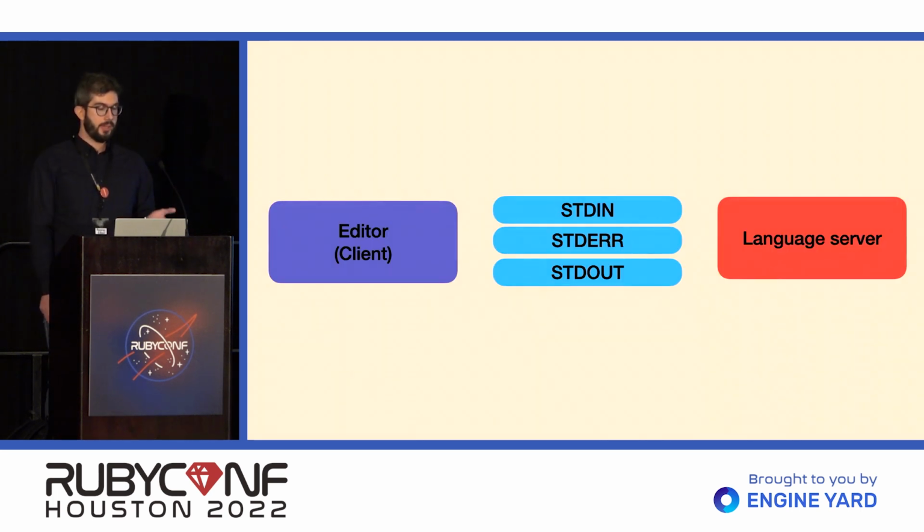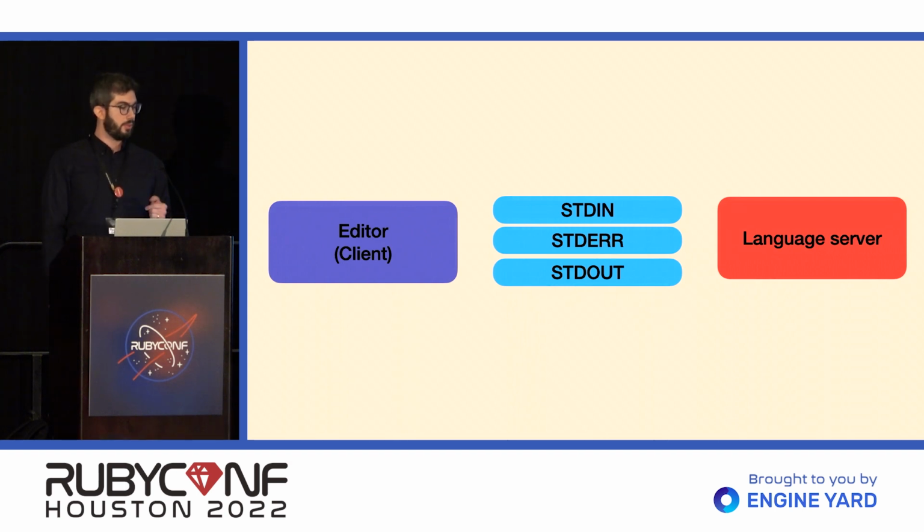So the idea here is that the editor is the client, kind of like the browser in a web application, and our backend is the language server, the process continuously running in the developer machine. And they communicate with each other through standard in, standard error, and standard out by using JSON.